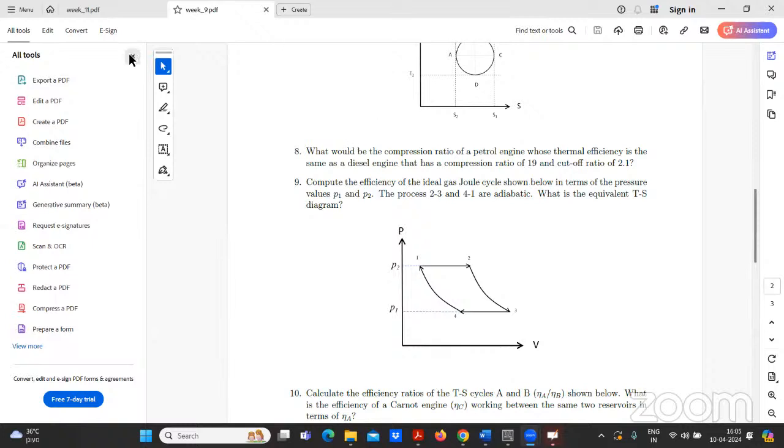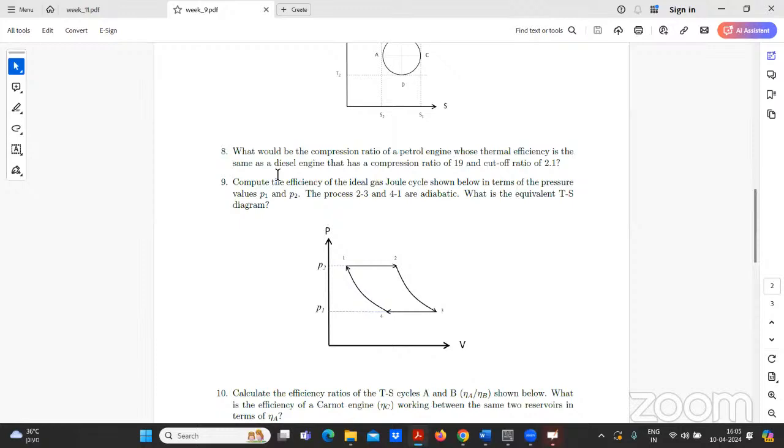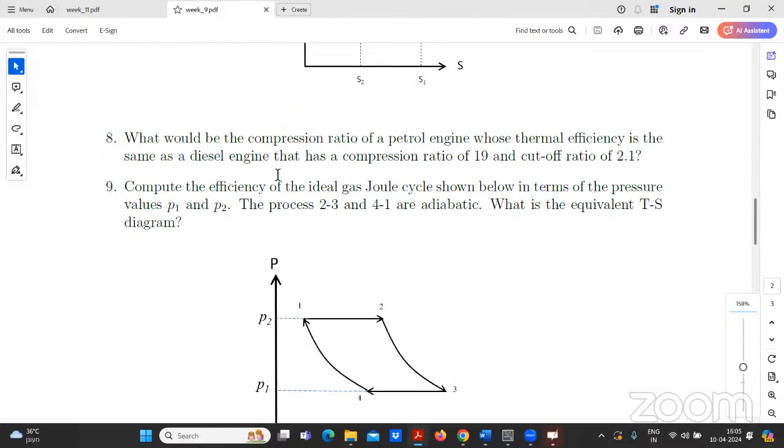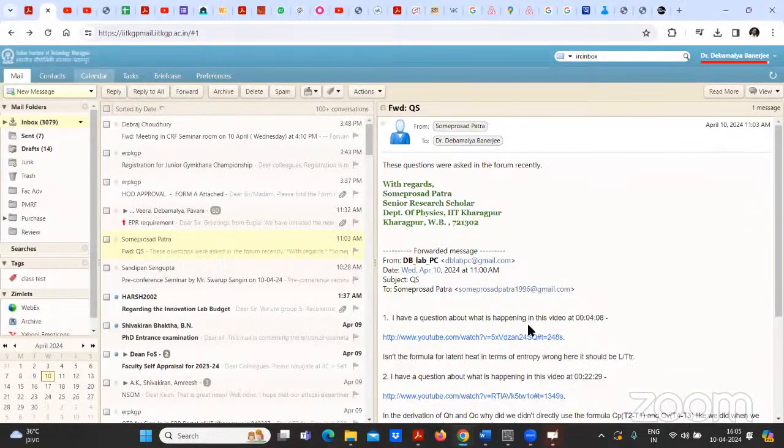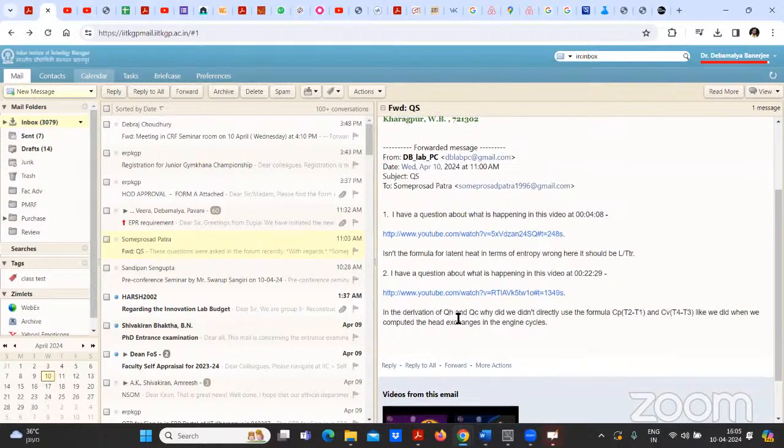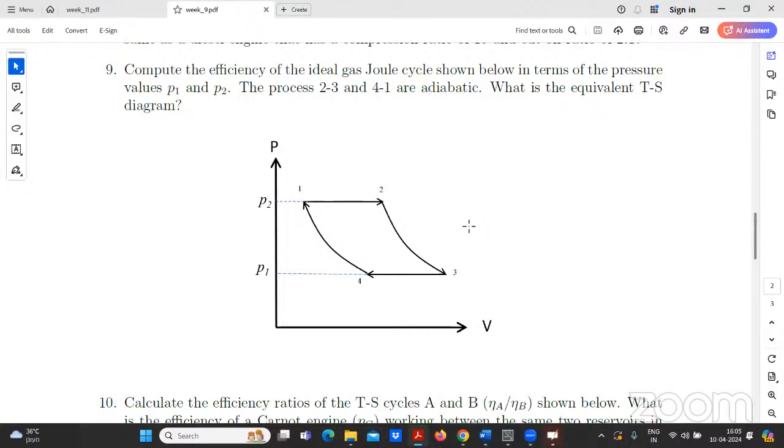Okay. So one question is from this particular problem number 9, and the question reads something like: in the derivation of QH and QC, why did we not directly use the formula Cp(T2 minus T1) and Cp(T4 minus T3), like we did when we computed the heat exchange for engine cycles? To answer this, the answer is actually very simple.